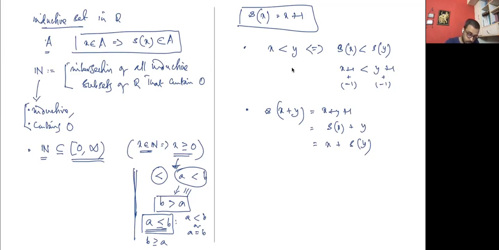All right, now we continue from here. Every element of N is non-negative, which means that if x is greater than or equal to 0, then s of x, which is x plus 1, is going to be greater than or equal to 1, which is greater than 0.